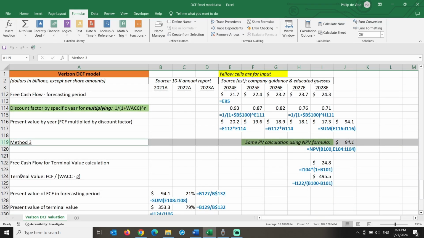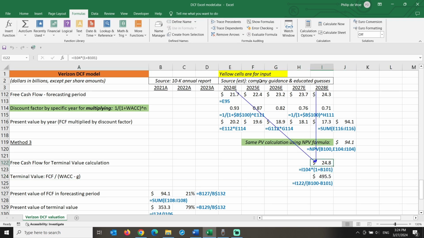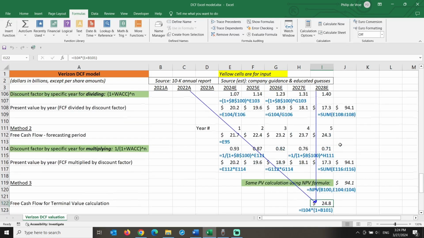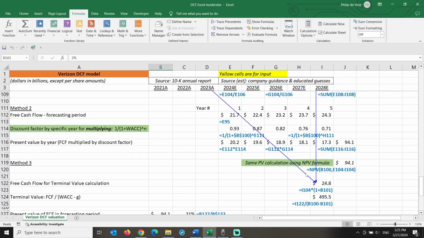Next, we calculate something called the terminal value. What is the estimated value of the free cash flows of the company for the time periods after your last projected year, all the way until the end of time? You start with calculating the free cash flow input for the terminal value, which is usually done by taking the free cash flow in the last year of the forecasting period and multiplying it by the terminal value growth rate. $24.3 billion times 1.02 is $24.8 billion.